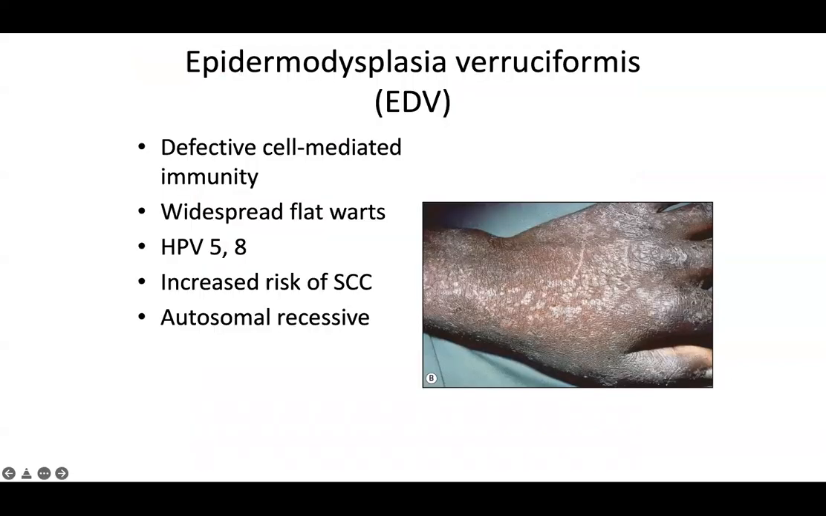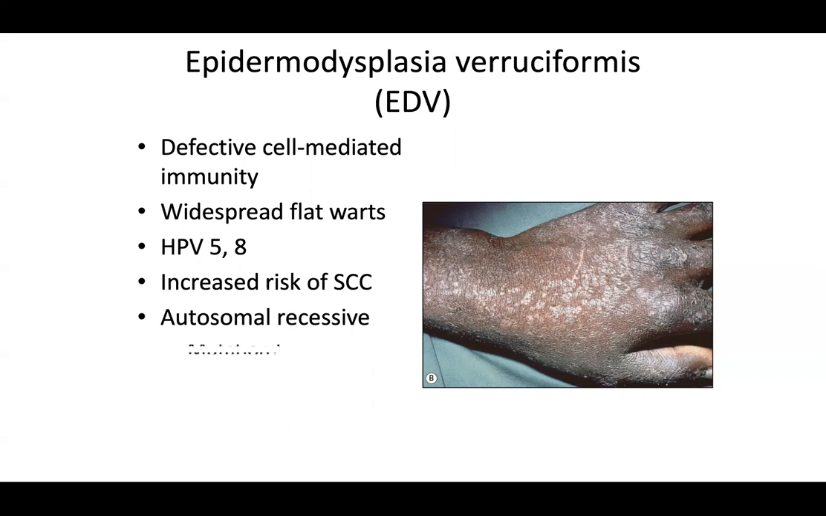Epidermodysplasia verruciformis, or EDV, is caused by defective cell-mediated immunity. It is often acquired in patients that are immunosuppressed or can even be associated with genetic mutations in the EVER1 and EVER2 genes. You'll see widespread flat warts, and to the untrained eye, you may be surprised that these are warts, but these are indeed HPV-related lesions. Typically associated with HPV 5 and 8, that's where your test question will likely come from. Unfortunately, they have an increased risk of squamous cell carcinoma in situ.